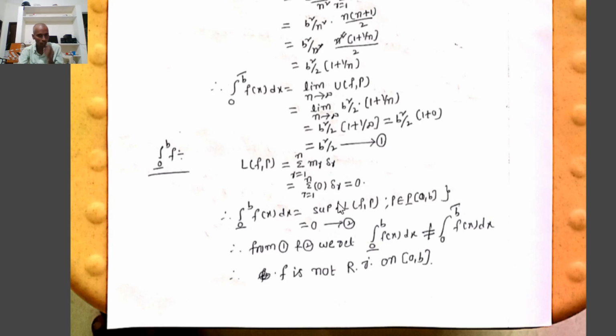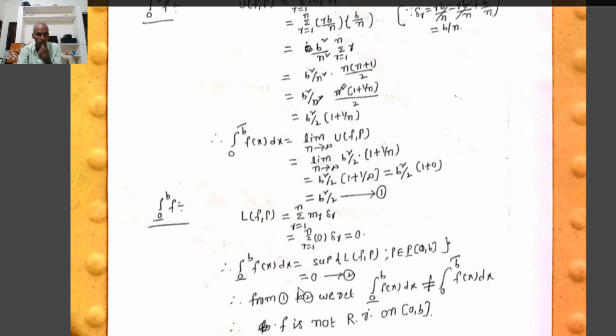Therefore from the first result, the upper Riemann integral from 0 to b of f of x dx equals b square by 2, and from the second, the lower Riemann integral from 0 to b of f of x dx equals 0. So the upper Riemann integral is b square by 2 and the lower Riemann integral is 0. Hence the lower integral is not equal to the upper integral, that is, the lower Riemann integration is not equal to the upper Riemann integration. Therefore f is not Riemann integrable on the closed interval 0 comma b.